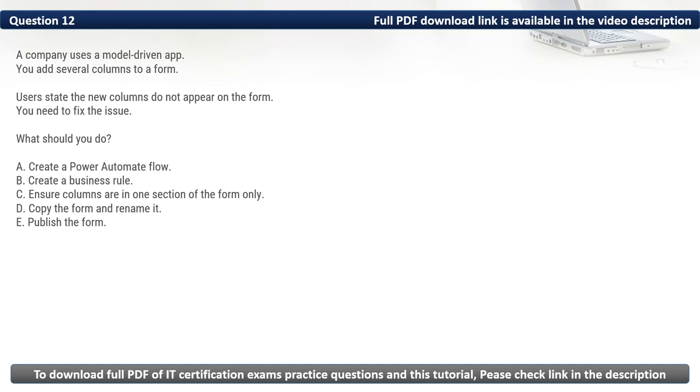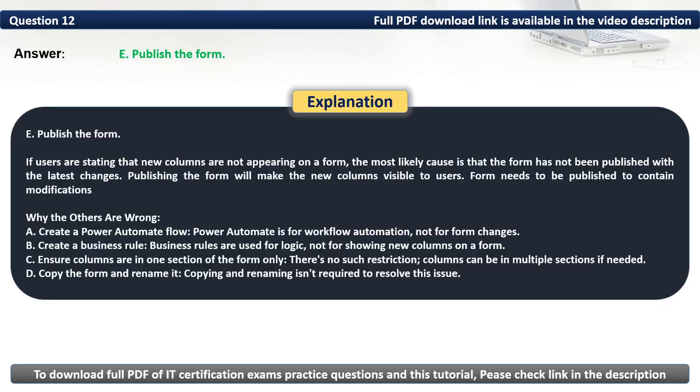Based on the question, let us first discuss the incorrect options. About option A, Power Automate is for workflow automation, not for form changes. About option B, business rules are used for logic, not for showing new columns on a form. About option C, there is no such restriction. Columns can be in multiple sections if needed. About option D, copying and renaming is not required to resolve this issue. As such, we should publish the form. Thus, the correct option is E.